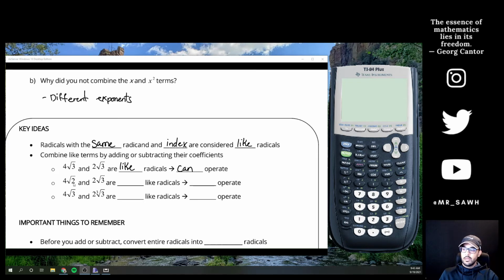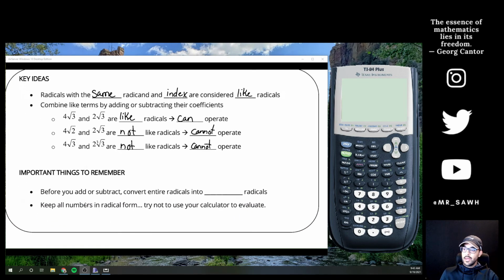The second one, 4 root 2 and 2 root 3, while they're both square roots, they're not like radicals, because the radicands are different. One's a 2, one's a 3. And with these ones, you cannot put them together. The bottom bullet also are not like radicals. One's a square root, one's a cube root. Those are very different. And again, we cannot put those together, so they don't operate together.